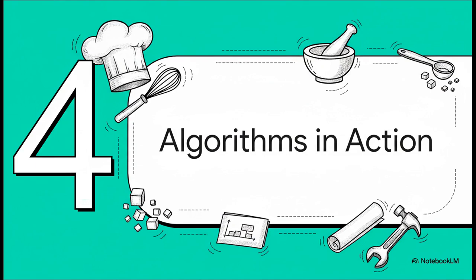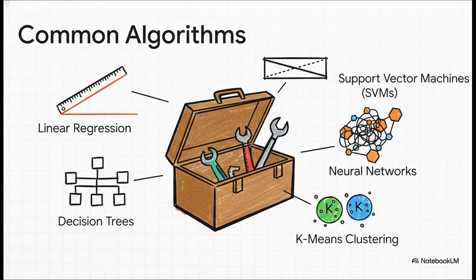Now, to build these models and find that sweet spot, data scientists use a wide variety of what are called algorithms. You can think of these as different recipes or specialized tools in a toolbox, each one suited for a specific kind of problem. Now, we won't dive into the crazy math here, but you'll hear these names get thrown around. Some, like linear regression, are pretty simple and great for predicting something like a house price. Others, like neural networks, are way more complex. They're the engines behind the most advanced AI we see today. Each one is just a different tool for a different job.